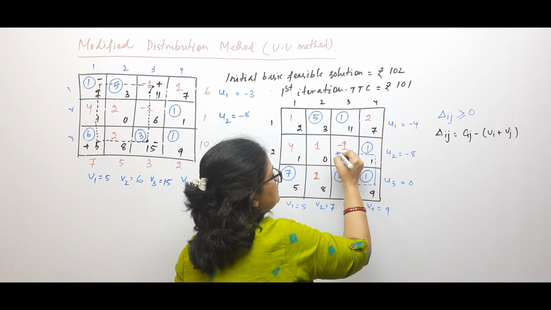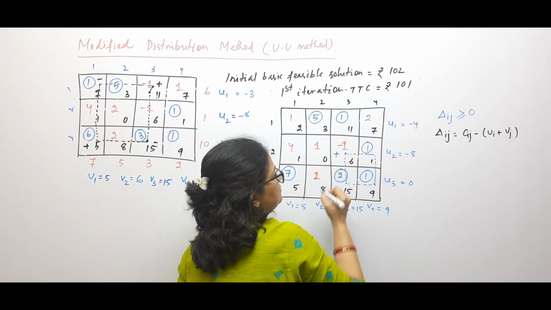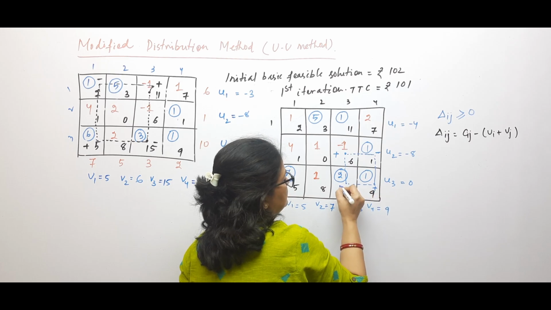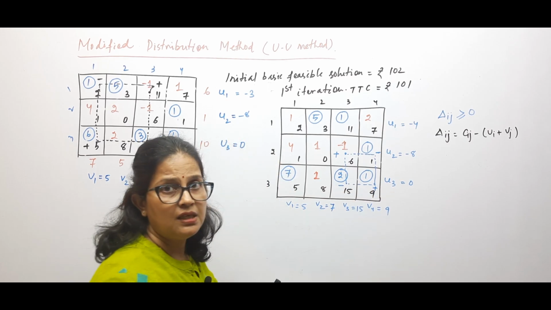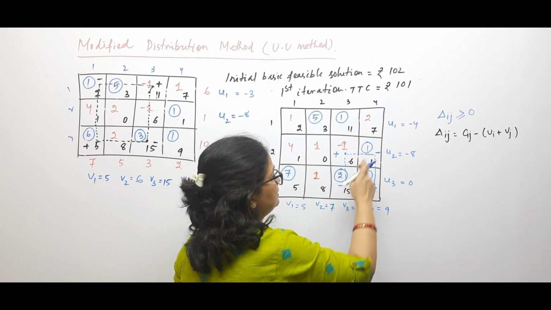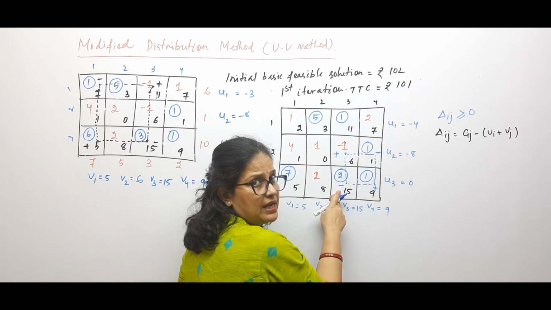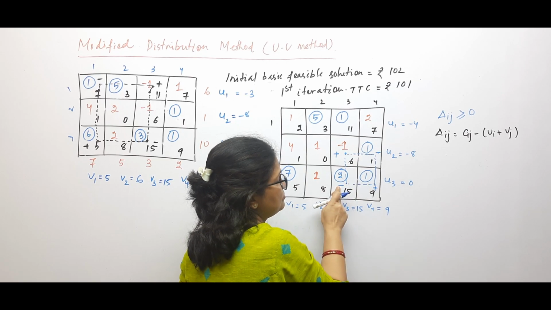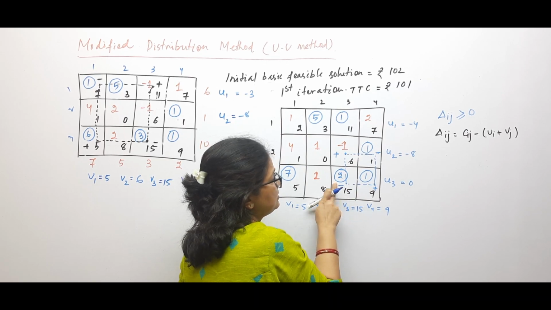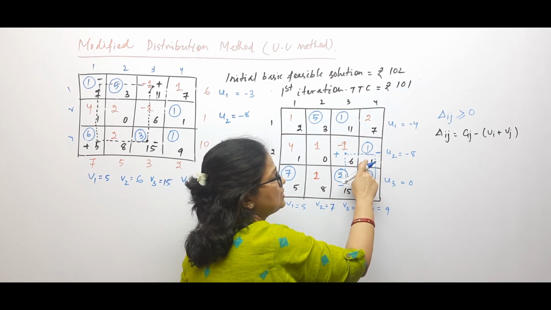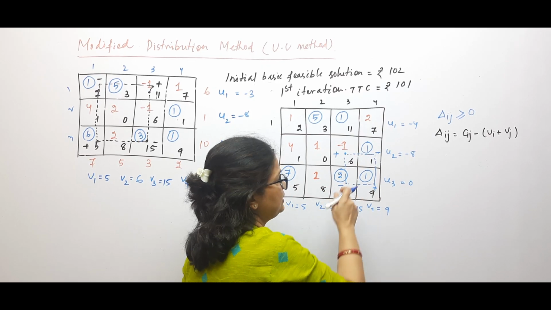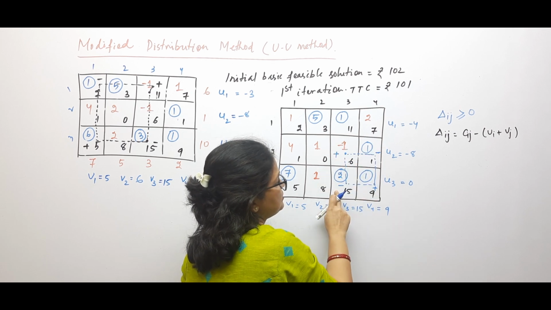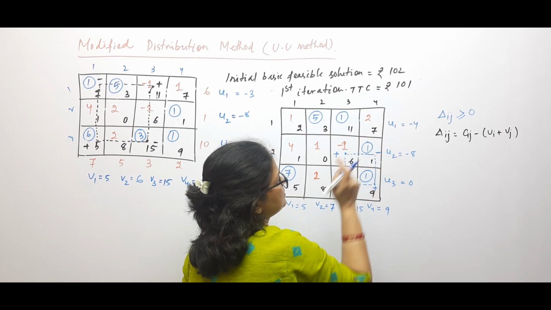Mark this as positive, then negative, this is positive, this is negative. Now we need to find the negative sign and the least allocation. Here we are having a negative sign, here also we are having a negative sign. Here the allocation is 2, here is 1. So the minimum allocation we need is 1. This should be added here, subtracted, added and subtracted.